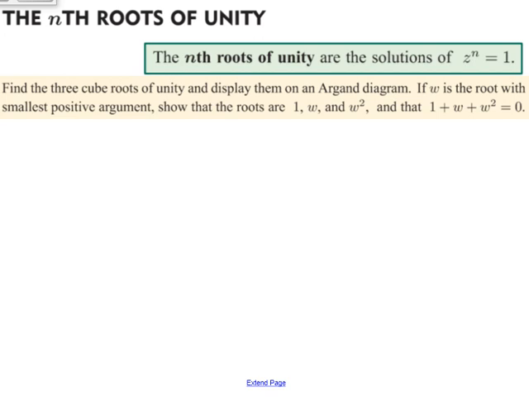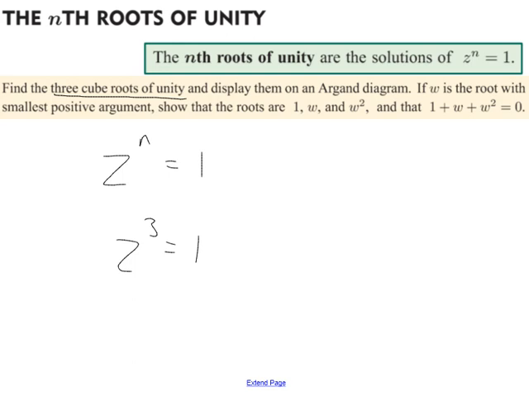Okay, looking at the nth roots of unity. So we're going to look at solving things like Zn equals 1. So here we're going to work out the three cube roots of unity, so solving Z cubed equals 1, which we did previously by changing 1 into a complex number and then moving the power of 3 across the other side, and it's the cube root.